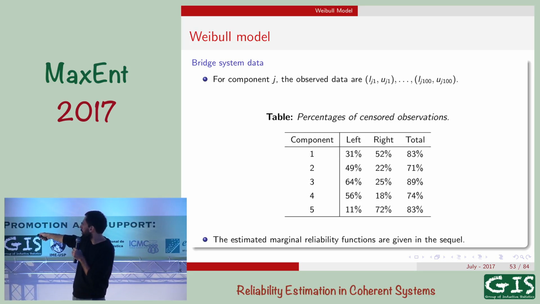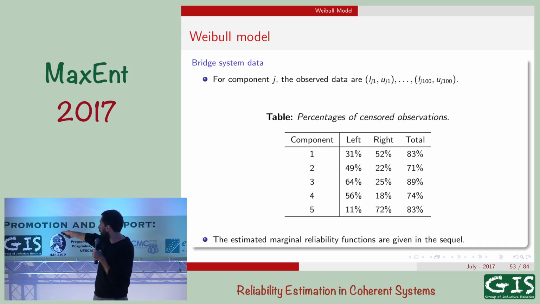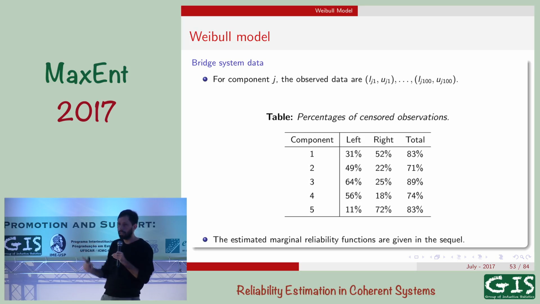Generally, when we have just 30% censoring and only one type of censoring, this is incredibly huge. We are working here with a lot of censoring. For component 3, the component in the middle of the bridge system, it's quite hard to find a system where component 3 was the last one to fail. In 100 simulated data, this happened only 11 times. So this is quite a challenging scenario.